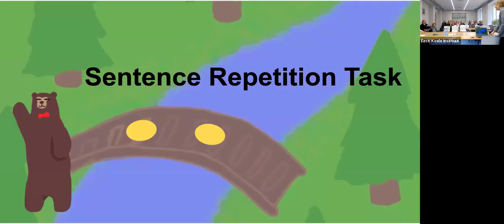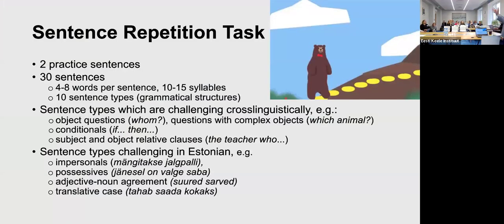The sentence repetition task, the visual part of it is a bear who's going on a treasure hunt. Sentences are a little bit longer, a little bit more challenging, take a little bit more time, so it's a little bit more rewarding. After every sentence, the bear advances and goes through different landscapes until it finally gets to the treasure. There are two practice sentences, and then we started with 60 sentences and modified it down to 30 sentences, which represent 10 different language structures, among which are those known to be cross-linguistically difficult for children, as well as those that are known to be specifically challenging in Estonian. Since I don't have so much time, you can ask me about those specific questions later.